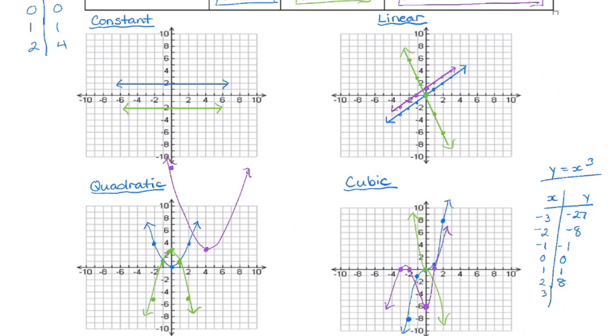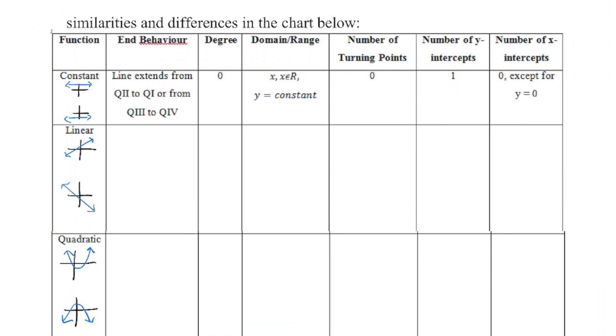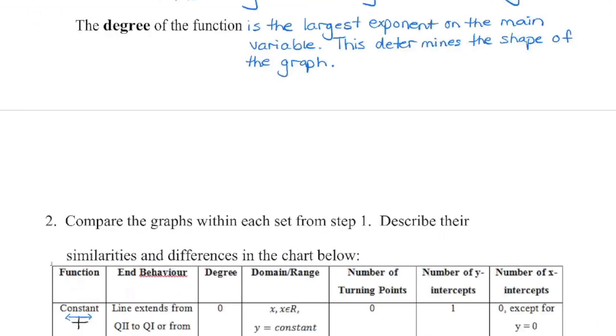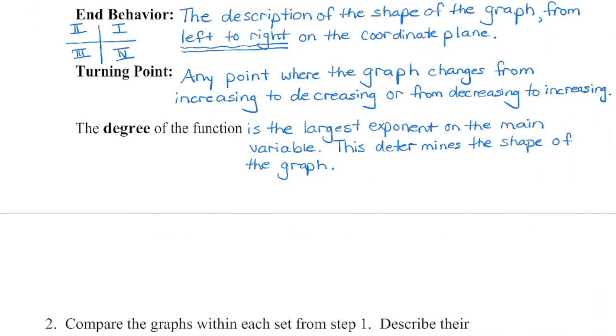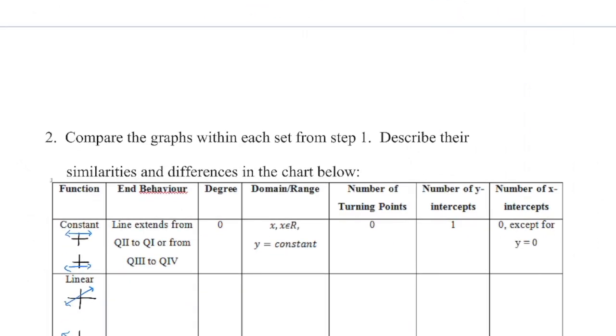So maybe let's just put these on here. Quadrant 1, quadrant 2, quadrant 3, and quadrant 4. We're going to make a summary chart on the back here. So I'm going to start one at a time. If we're dealing with a constant, if we're above the x-axis, we're going to move from quadrant 2 to quadrant 1. Or if we're below the x-axis, quadrant 3 to quadrant 4. The degree we know already is the largest exponent on the main variable, or the x. If we look at the constant functions, we don't have an x, so that means constant functions have a degree of 0.